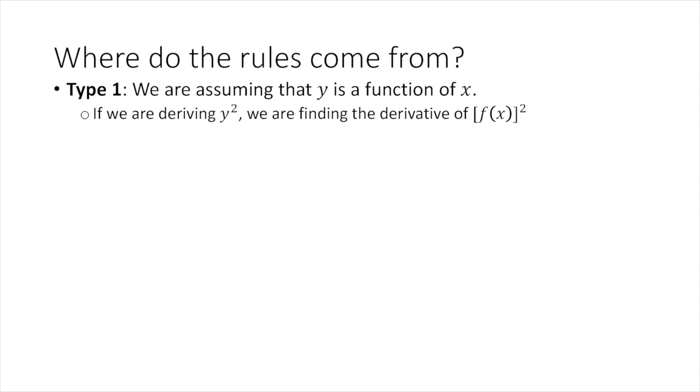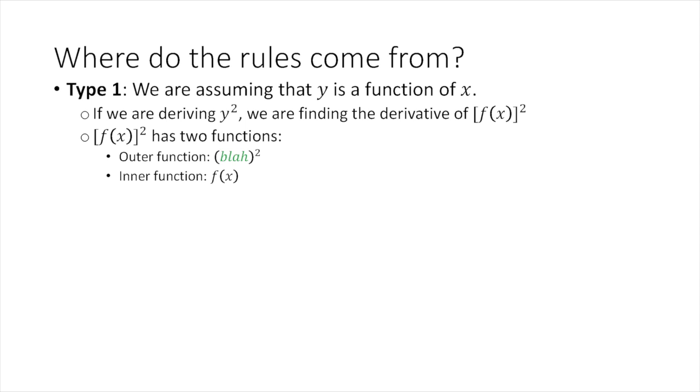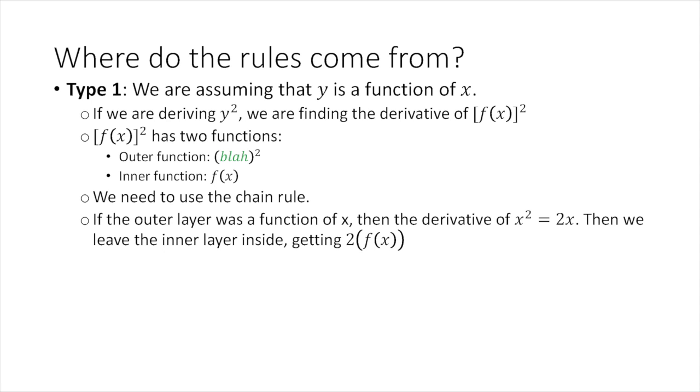So if we're deriving y squared, we're really finding the derivative of f of x squared. And that means that there's an inner function, because the outer function is blah squared, and then the inner function is f of x. So we have to use the chain rule. We derive the outer function as if it just had x in it. So the derivative of x squared is 2x, but then we replace the x with what was originally actually inside the blah squared layer, which was f of x.